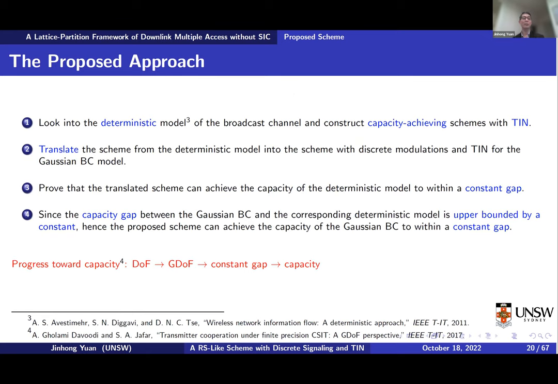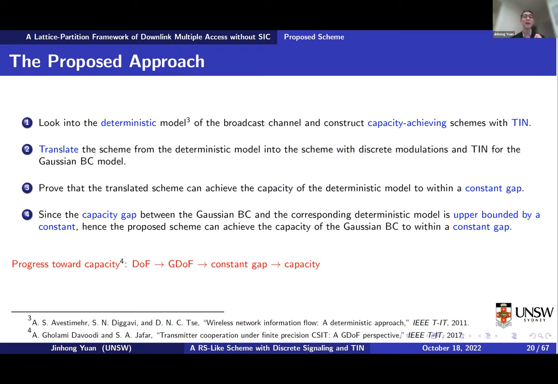Now with that background, I'm going to introduce the proposed approach. How do we do lattice partition for a downlink multiple access scheme without doing successive interference cancellation? The high-level approach can be represented by these four steps. First, we look into the deterministic model of the broadcast channel. Then we construct capacity-achieving schemes treating interference as noise. The deterministic model has been introduced by David Tse and his group, also by Jafar and their group as well. That's the first step.